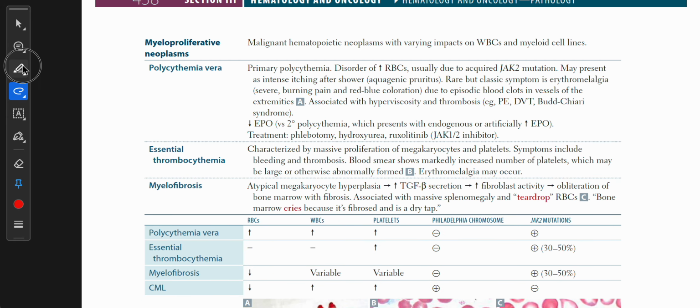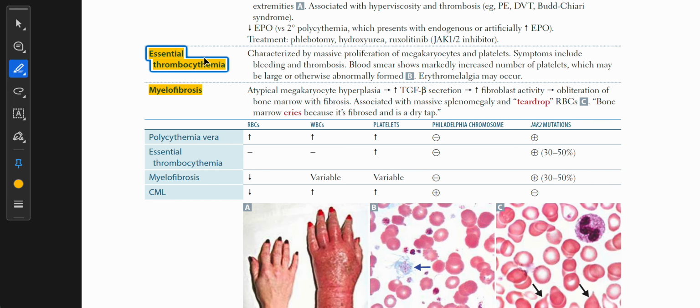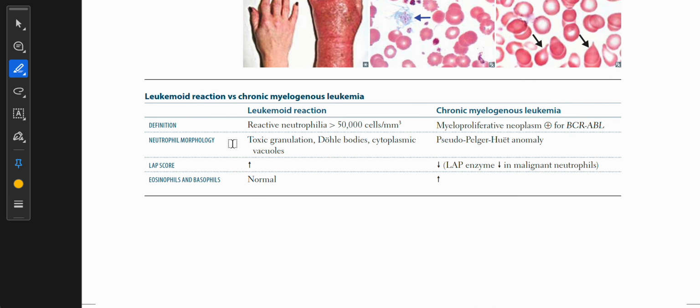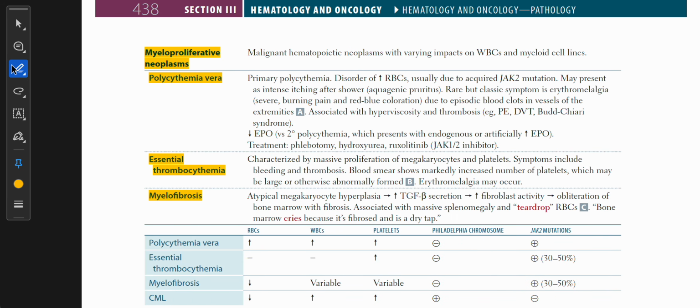Now we will talk about myeloproliferative neoplasms, and that includes polycythemia vera, which is primary polycythemia, and then essential thrombocythemia, and then myelofibrosis, right? So here we will also talk about the differences in the findings in these cases. So in myeloproliferative neoplasms, what are they actually? They are malignant hematopoietic neoplasms with impacts on WBCs and the myeloid cell lineage. That is what myeloproliferative neoplasms are. The examples include polycythemia vera. Polycythemia vera is primary polycythemia, and there is a kind of secondary polycythemia too.